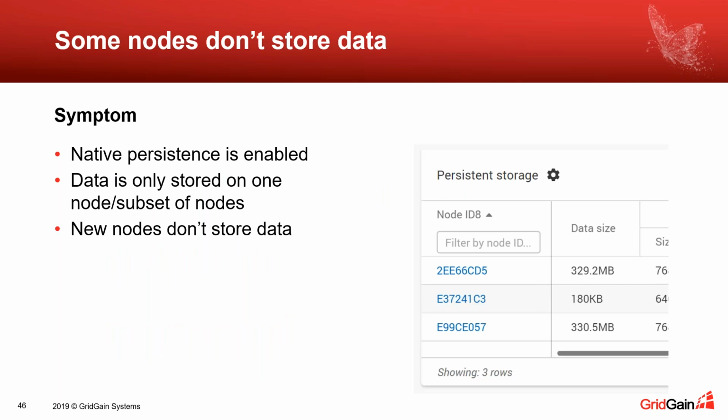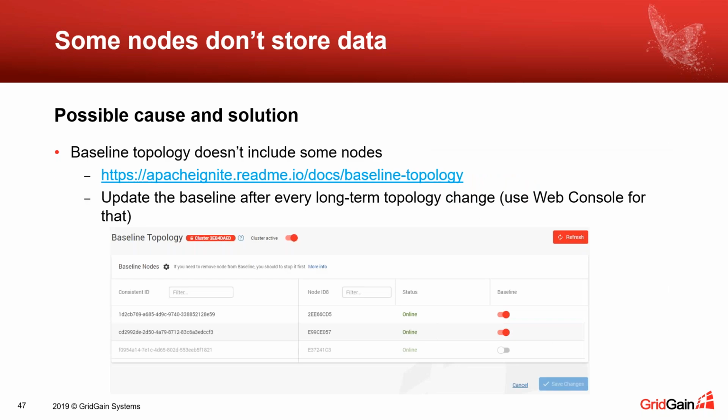Next kind of issue is nodes not being able to store your data. How can you detect it? You just take a look at Web Console again, and you see that some nodes have some reasonable data size, and some have zero or almost zero. Like here, some nodes store hundreds of megabytes, and some store just less than a megabyte. And this happens because of the baseline topology issues.